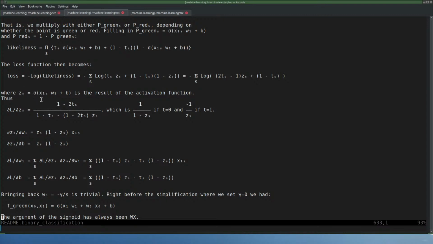This is the output of the sigma function. The ZDW is, yeah, derivative of the activation function times X. That seems correct.